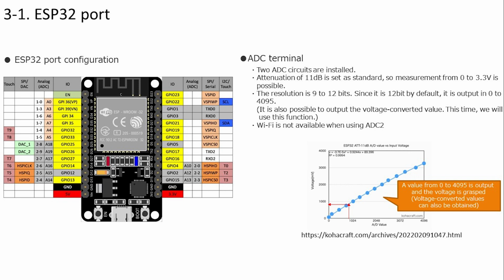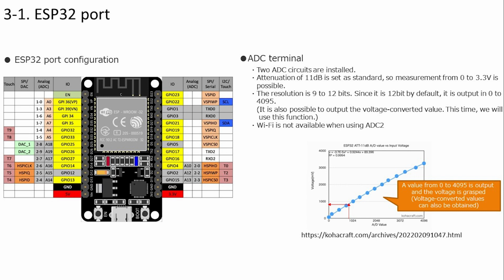Move on. Regarding the ESP32, this time we will use the ADC terminal to measure the voltage. ESP32 has 2 ADC circuits. ADC is an abbreviation for analog to digital converter, and it is a circuit that can acquire analog voltage values. Since the obtained value and voltage have a linear relationship, for example, if a value of 1000 can be obtained, it can be converted to about 0.8 volts. In addition, the ADC circuit has an 11 decibel attenuator inserted as standard, making it possible to measure from 0 to 3.3 volts. If the attenuator is not inserted, it is possible to measure from 0 to 1 volt.